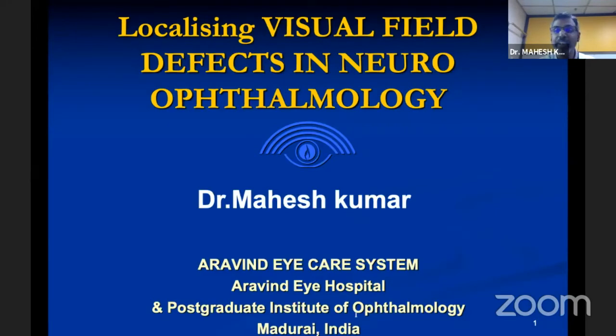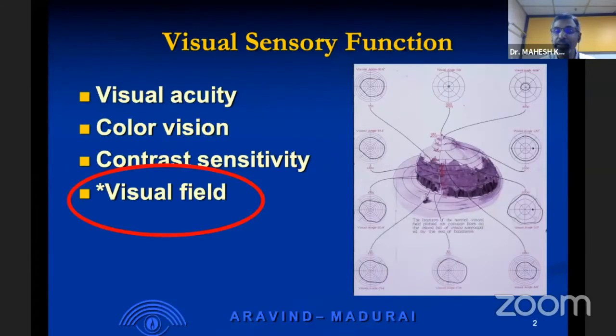So the topic given to me is localizing visual field defects in neuro-ophthalmology. Among all the different visual sensory functions like acuity, color vision, contrast, visual field is one of the most important tools in evaluation of a neuro-ophthalmic patient.